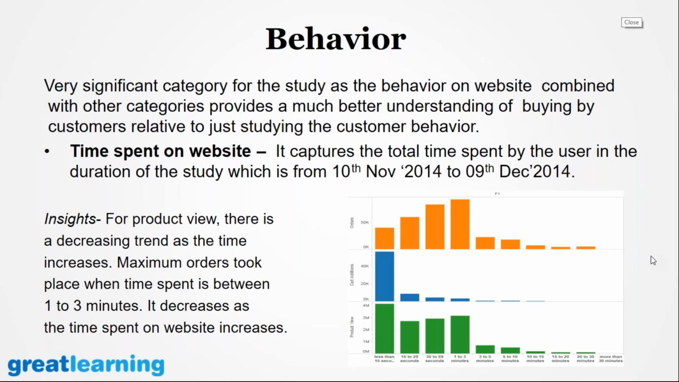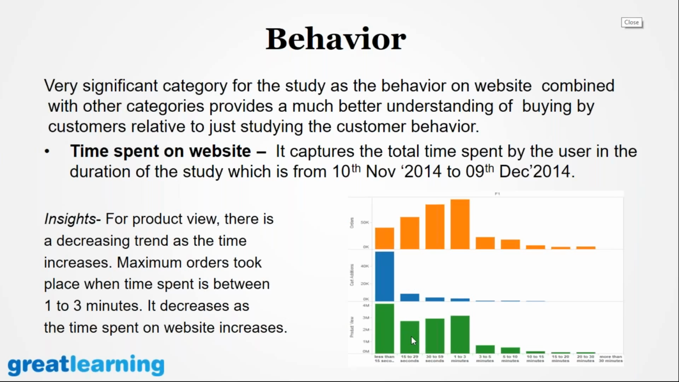what we see is for product view, there is a decreasing trend as the time increases. What that means is, say here we have product view, cart addition, and the orders. There could be people who are viewing the product, there could be cart additions, and finally the order, where the revenue is coming. For less than 15 seconds, we see 4 million users actually going there. Less than 15 seconds, in this category, cart additions were a little less than 50K. And the ones which actually spent less than 15 seconds, the orders were around 40K.